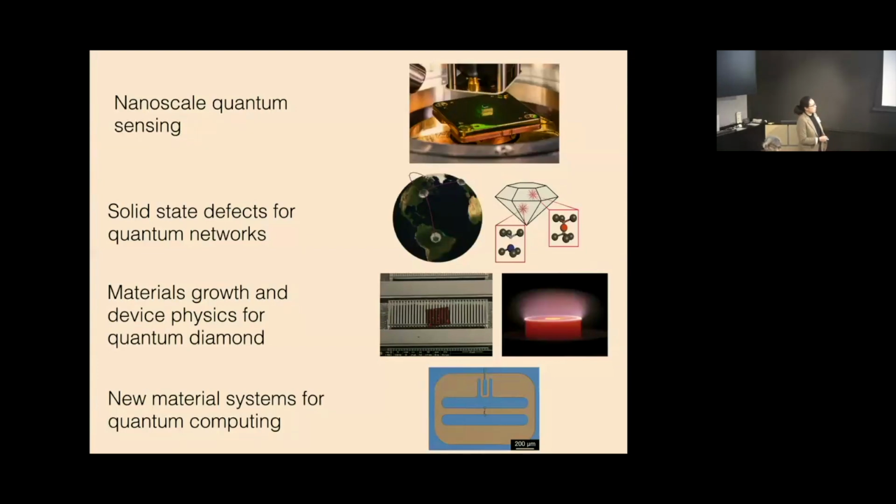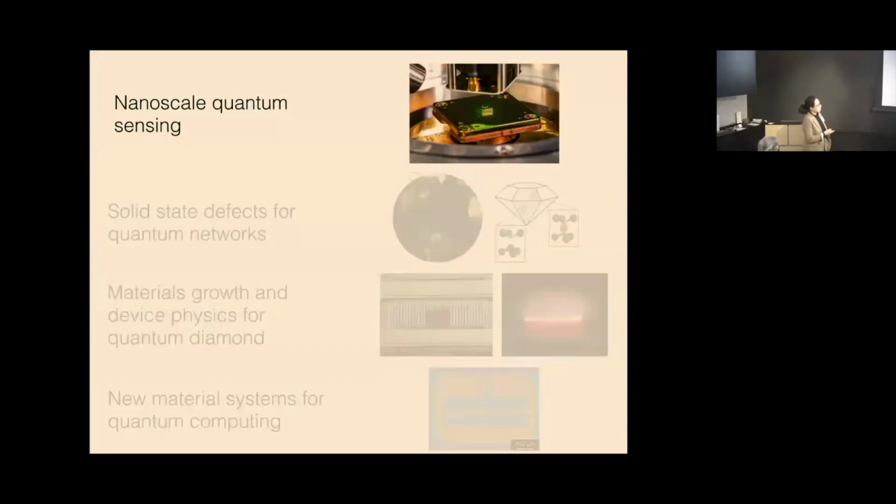But just to give you a sense of the scope of things going on in my lab, about half of the group is working on nanoscale quantum sensing with NV centers in diamond. I have a couple of related efforts on trying to build technologies for long distance quantum networks. A new effort spinning up over at the Princeton Plasma Physics Lab on growing quantum grade diamond, and then a third and growing part of my group working on new material systems for superconducting qubits. So of course, I'm only talking about quantum sensing today, but in case you're interested in any of those other topics, you know where to find me.